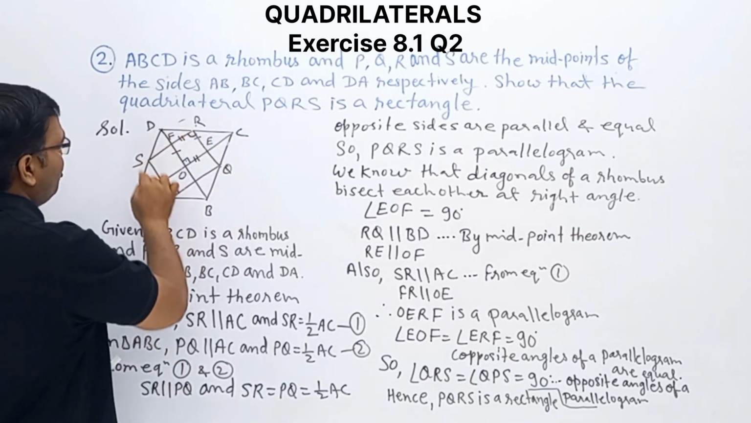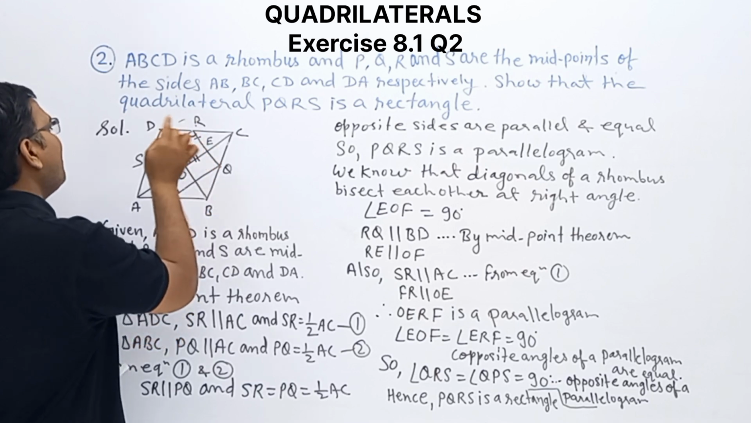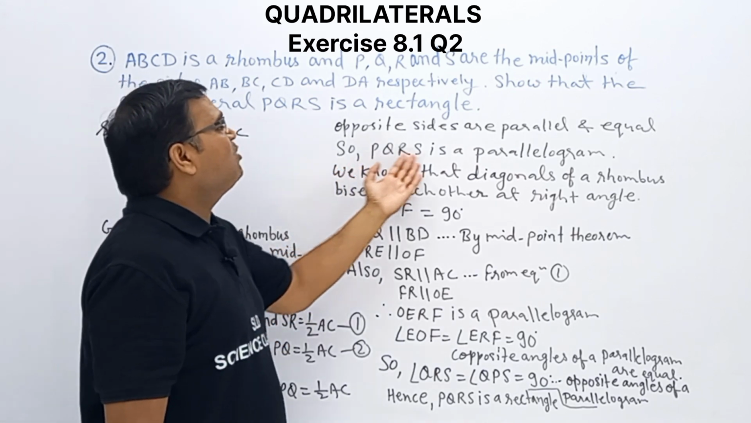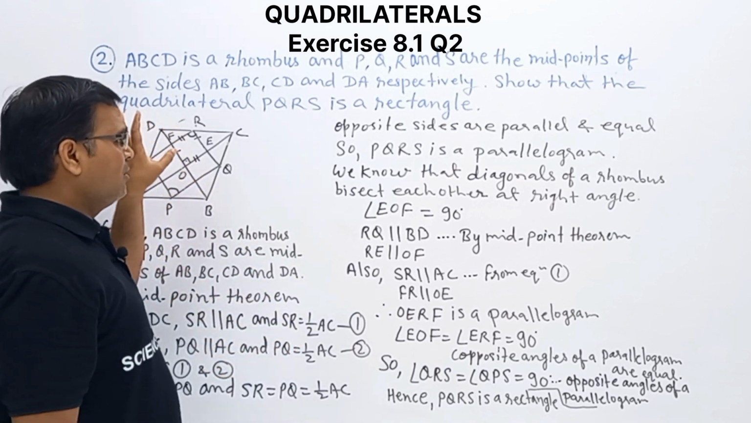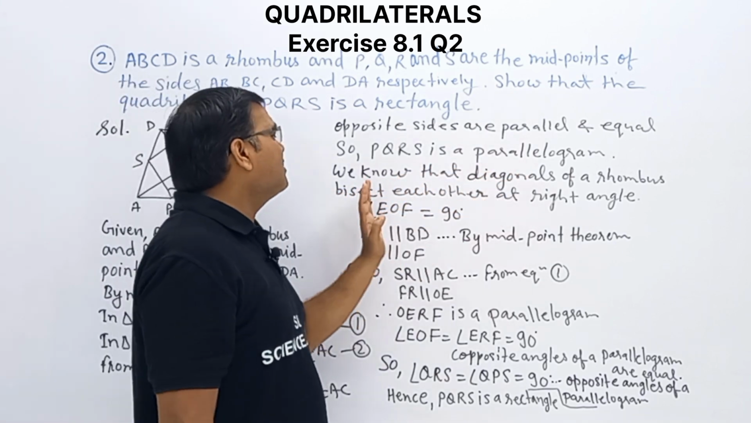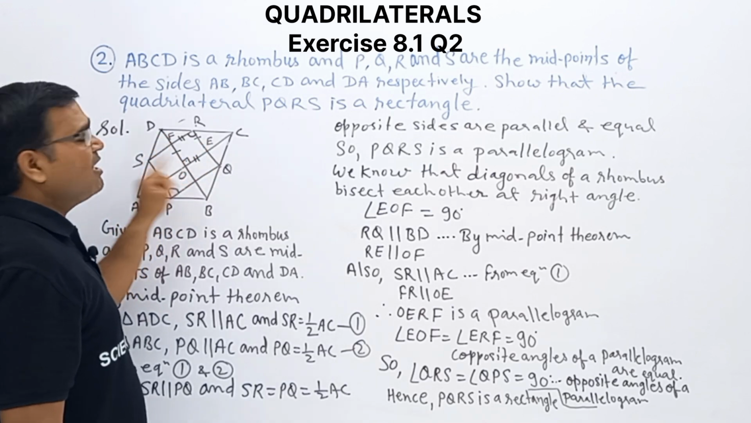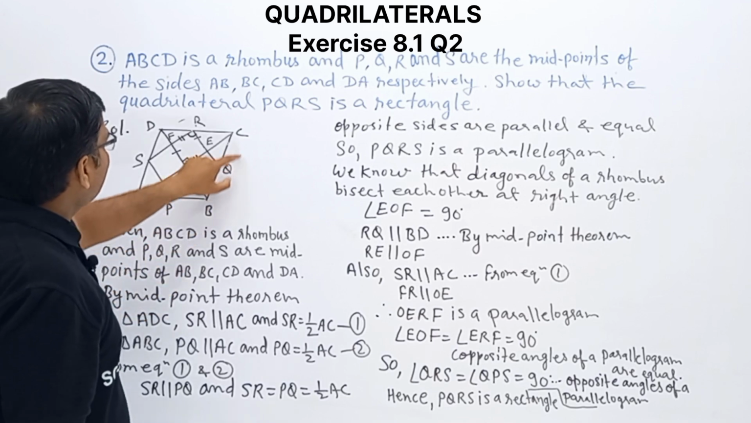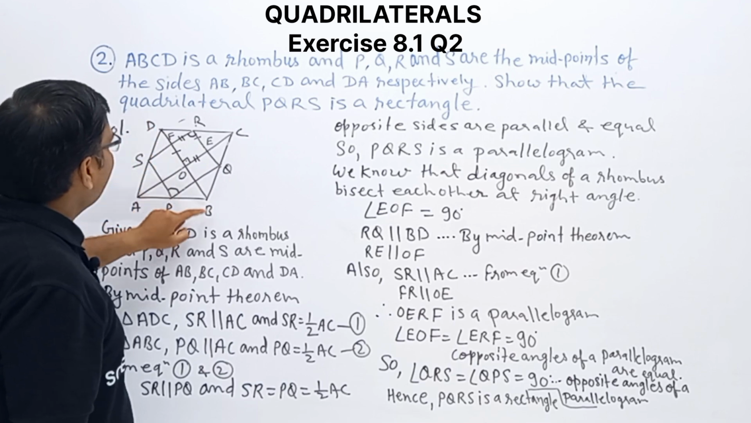Clear? Now for this quadrilateral, PQ equals SR and PQ is parallel to SR, opposite sides are equal and parallel, so we can say PQRS is a parallelogram. Clear? We know that diagonals of a rhombus bisect each other at right angle, 90 degrees. So this angle EOF will be 90 degrees. We proved that.